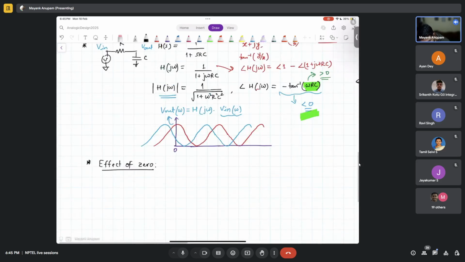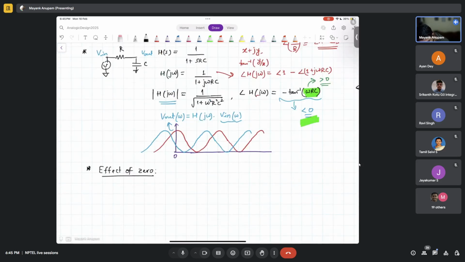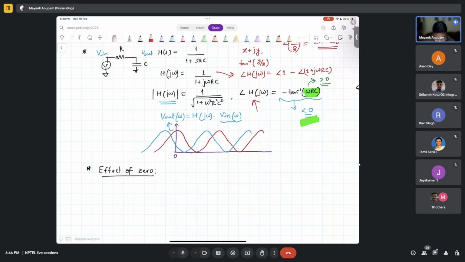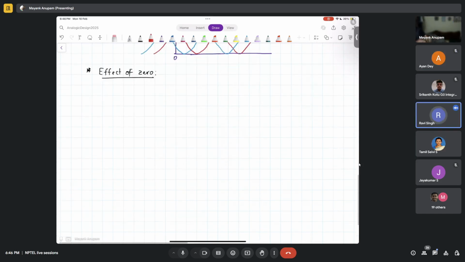First, let us understand it using the expression, because this is very easy to see. If the angle of H of j omega is positive, it means the system is getting advanced. If the angle is negative, the system is getting delayed, correct? And if the angle is positive, it means the system is getting advanced, isn't it?